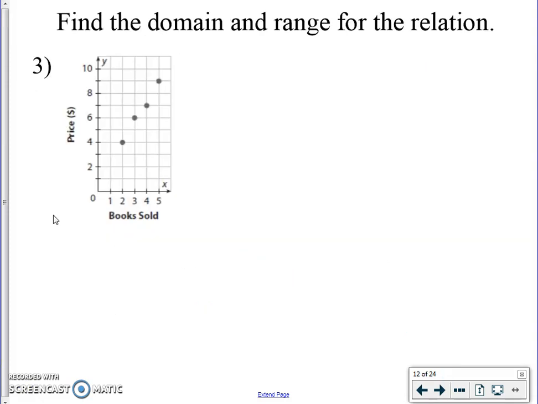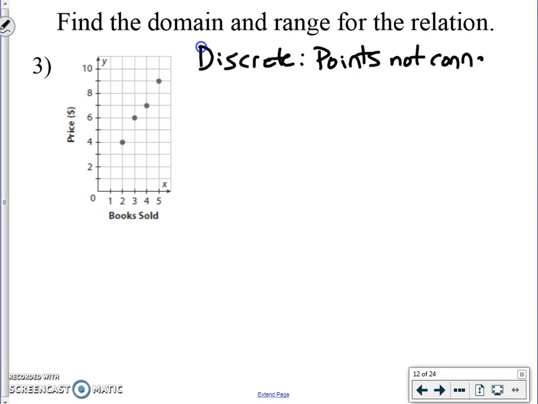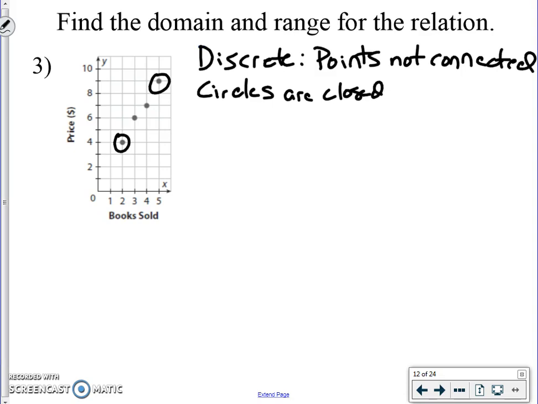Now we're going to do this from a graph to determine our domain and range. It's very important to notice that, first of all, this is discrete. And because it's discrete, we know that because the points are not connected. We also can note that the circles here and here are closed, which means they're included. Okay? I'm going to erase that because it's going to get in the way.